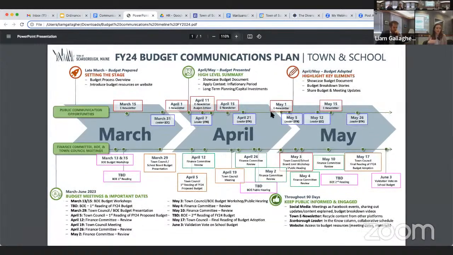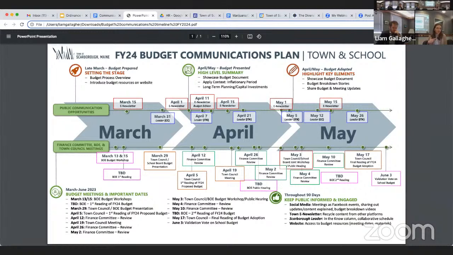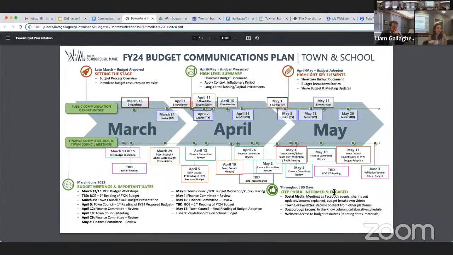This is also just to show areas of overlap between town communications, school communications, and meeting dates, and also opportunities for putting in content or articles that line up with the meeting dates as well. So the top bar shows those opportunities for communications. There's the newsletter on the 1st and the 15th of every month. And also the leader article, the council corner leader article, and the in the know column that the town has too.